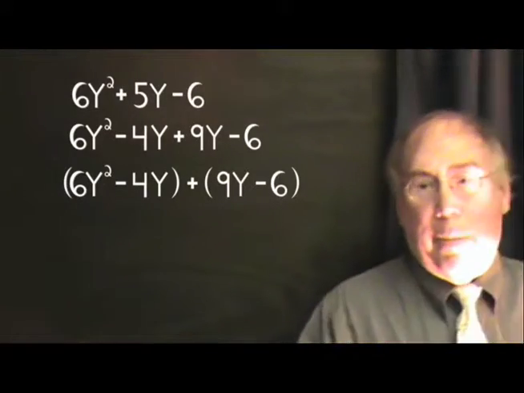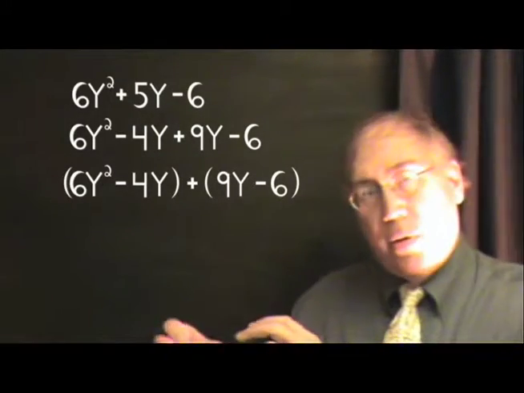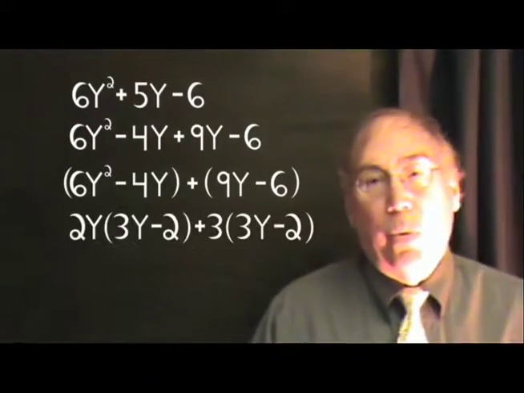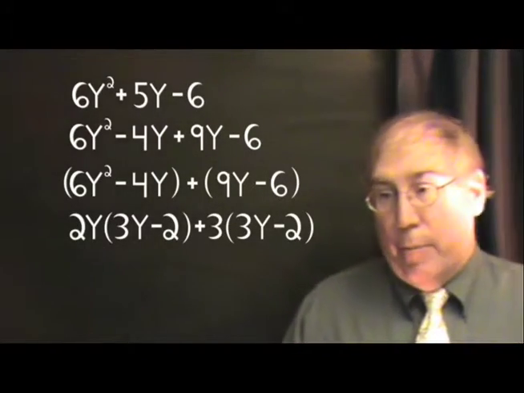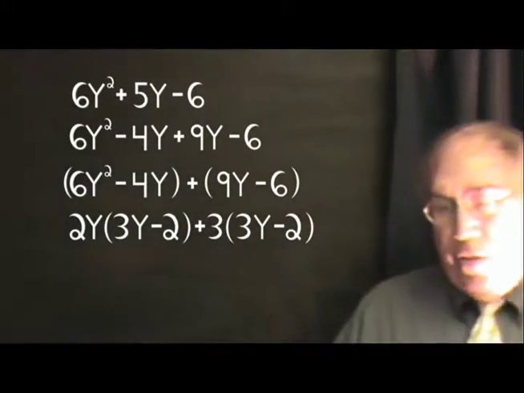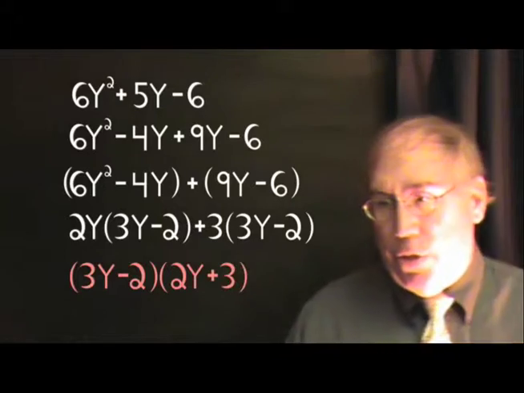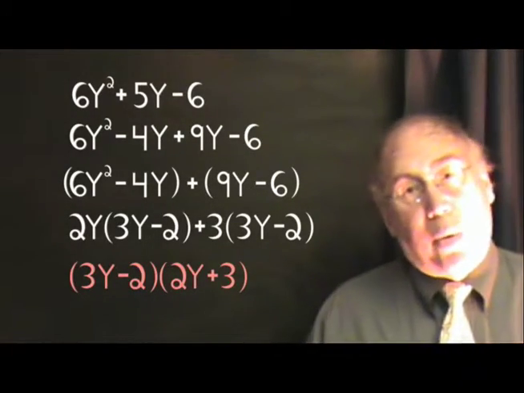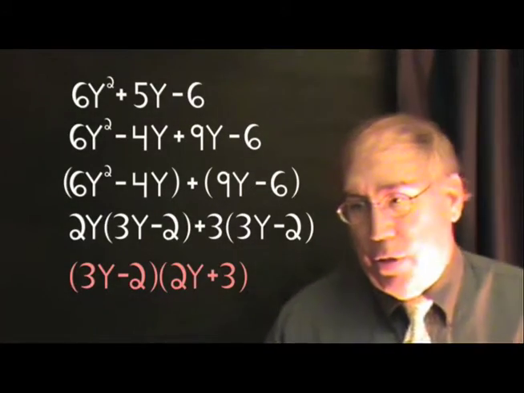Now let's group them up, the first two terms and the last two terms, and factor them. So we can factor out a 2y in the first parentheses and a 3 in the second parentheses there. And then we can factor out a 3y minus 2. So in the end we get the quantity 3y minus 2 times the quantity 2y plus 3.